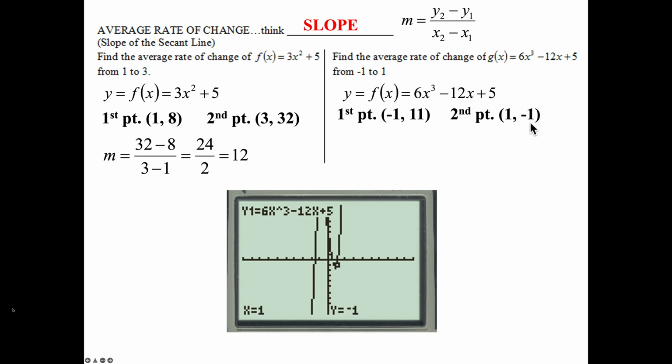Go to the slope formula, negative 1, second y, minus 11. That will be negative 12. 1 minus negative 1. So that's going to be minus a negative, which makes that plus. So that's 1 plus 1 is 2. Negative 12 divided by 2 is negative 6. And there's the end of our last video for section 3.3.